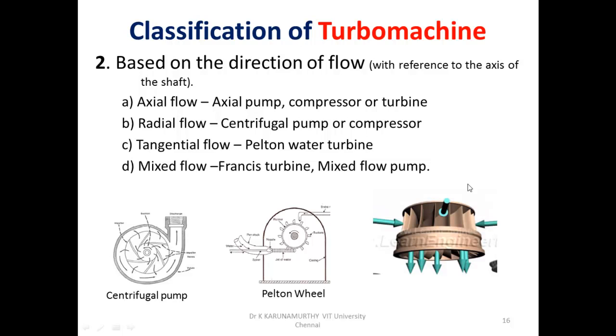This diagram represents a Francis turbine. Here you can see the entry of the fluid is in one direction and the exit of the fluid is in another direction. The water enters the Francis turbine in the radial direction, and as it passes through, it turns 90 degrees and comes out axially. This is the axis of the Francis turbine. So the entry is in the radial direction and the exit is in the axial direction. Since we have two different directions of flow, this turbomachine we call a mixed flow turbomachine.